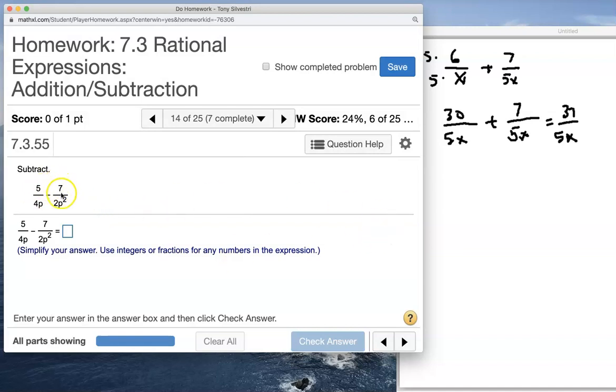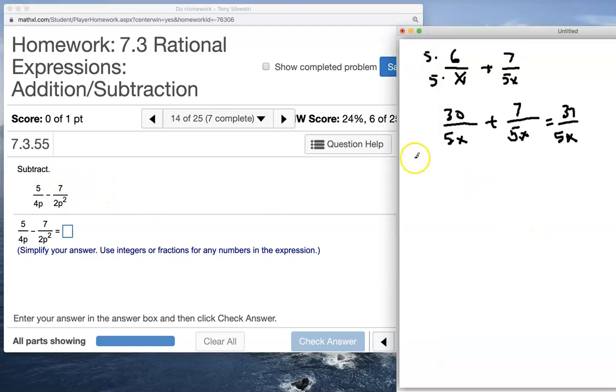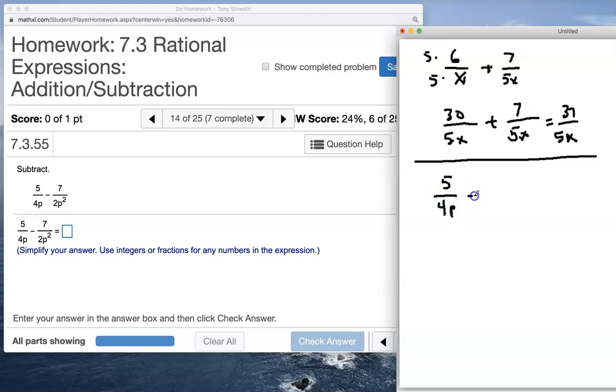Okay, each problem gets a little bit more difficult as we perform it, but it's not going to be so difficult that it would require a lot of space to do this one here. So I'm going to say copy the problem. Minus 7 over 2p squared. Okay, I got to rewrite this. The denominators aren't the same. So I'm going to rewrite my fractions underneath.